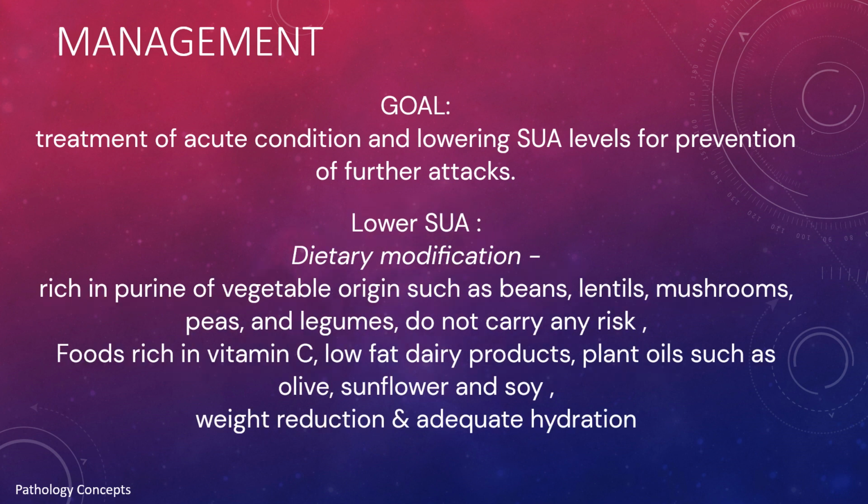While foods rich in purine of vegetable origin such as beans, lentils, mushrooms, peas, and legumes do not carry any risk of hyperuricemia and gout, thus they can be allowed in gout patients. Food rich in vitamin C, low fat dietary products, and plant oils such as olive, sunflower and soy were associated with reduced risk for hyperuricemia and gout. Weight loss and adequate hydration will also help to reduce gout flare-up frequency.